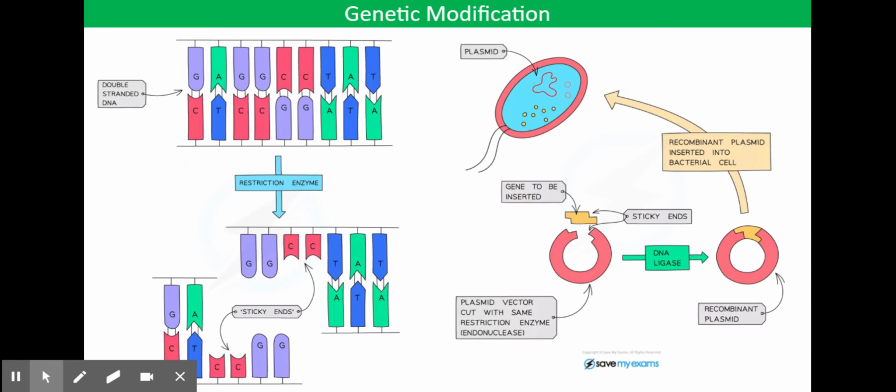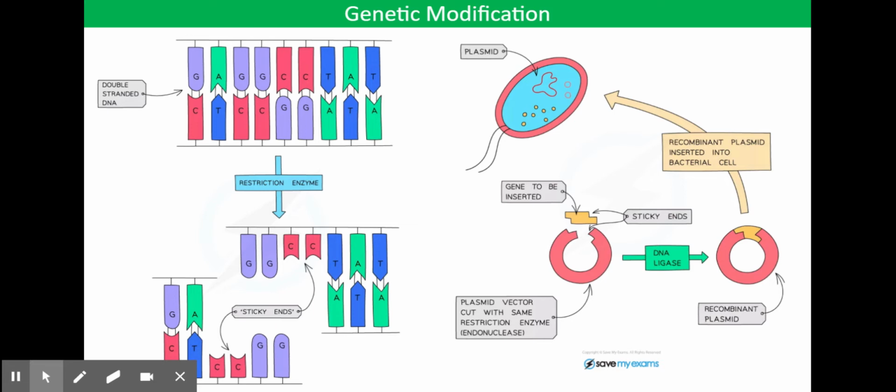Now, you need to understand how restriction enzymes are used to cut DNA at specific sites and how ligase enzymes are used to join pieces of DNA together. So first of all, the gene that is to be isolated needs to be located in the original organism. So for example, this could be the gene for human insulin.